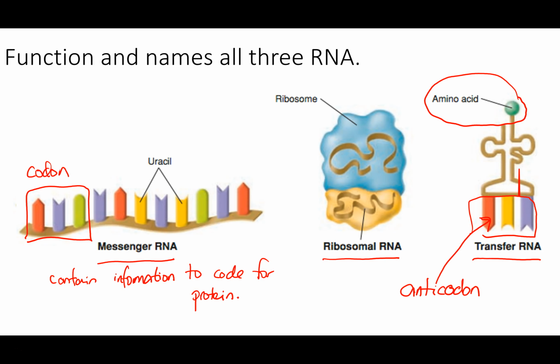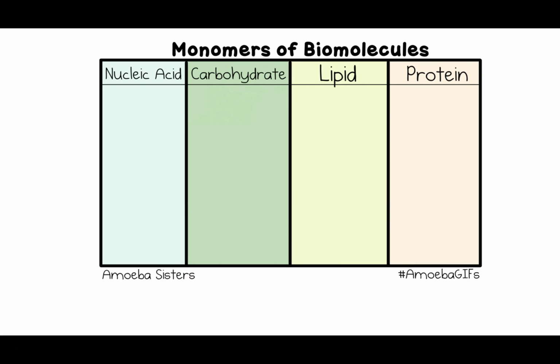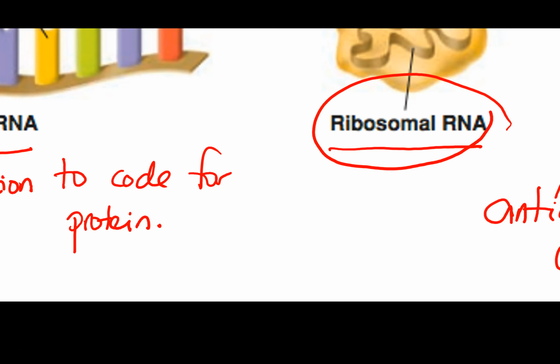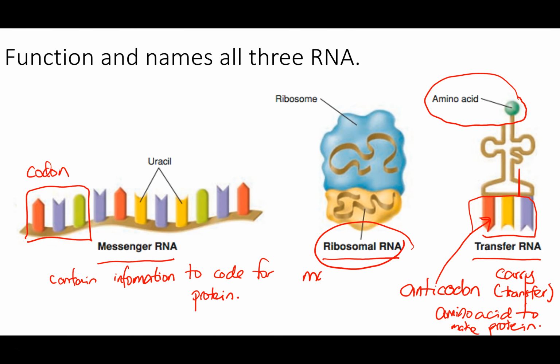So what does tRNA do then? tRNA is going to carry or transfer, depends on which word you want to use, amino acid to make protein. Where do they transfer it to then? They transfer it to the ribosomes. So the ribosomes is made of ribosomal RNA. So the function of ribosomal RNA is to make ribosomes.